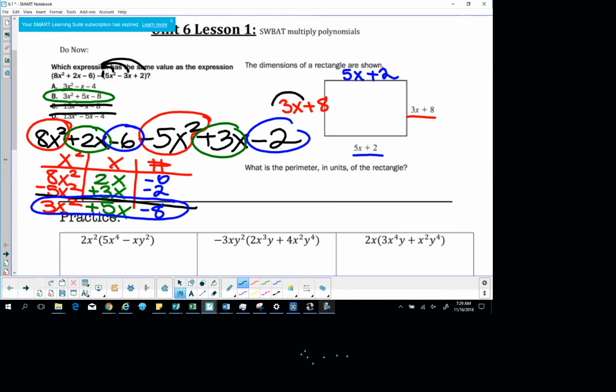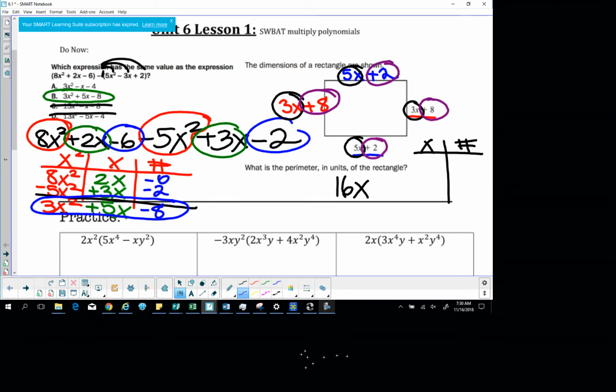So let's look at the x's. We have 3x plus 5x plus 3x plus 5x. What do you end up getting? 16x. You can put them into a table too. Then your constants, we have positive 2 plus 8 plus 2 plus 8. What do you get? Plus 20. So that would be your perimeter.